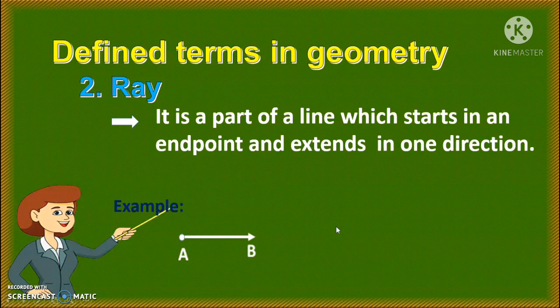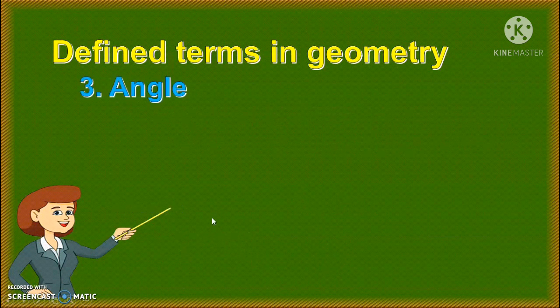Pwede, ganito yung ray. So, meron siyang 2 points. Pwede mo siyang pangalanan ng ray AB gamit yung 2 points. Or, ganito. Ito yung symbol ng ray. Para siyang arrow. Then, gamit yung 2 points AB. Number 3 is angle.